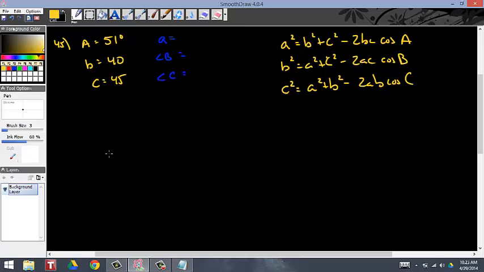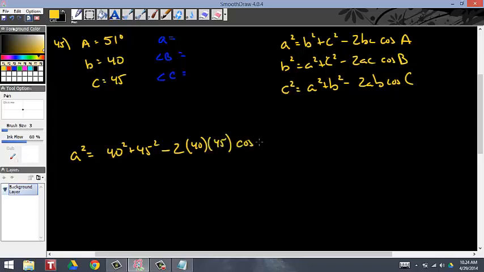So now let's try and solve for side A. That's going to be a squared equals b squared plus c squared, so 40 squared plus 45 squared minus 40 times 45. Big numbers.